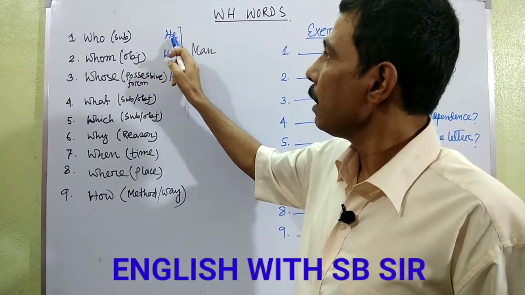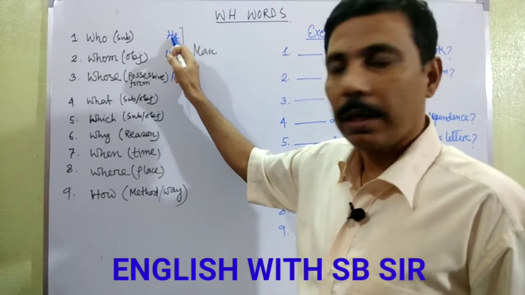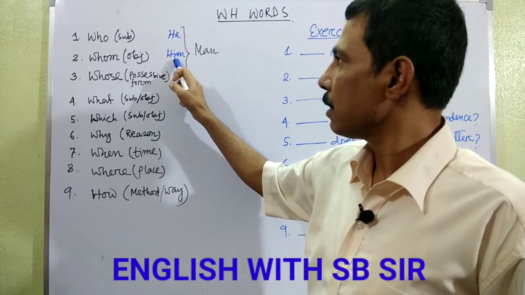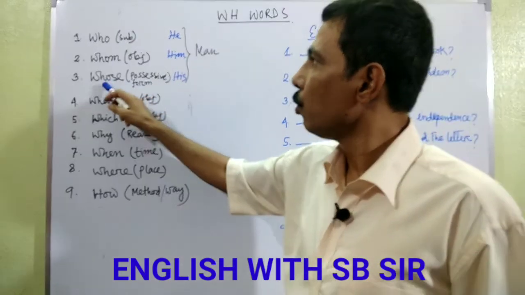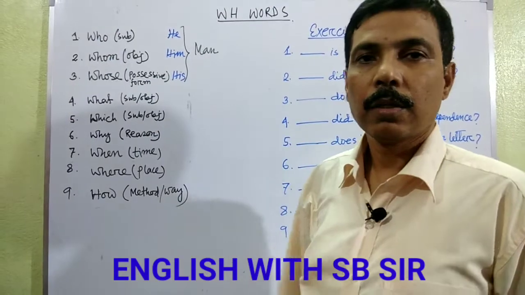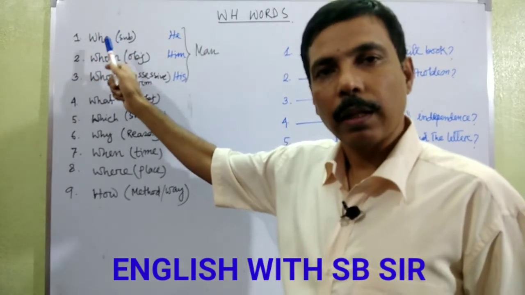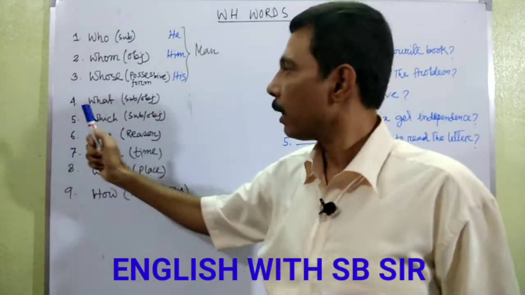Suppose he is the subject form, so who is the subject form, that means he. Whom is the object form, and the object form of he is him. The possessive form of he is his, so whose. They are both singular and plural. Who is he, who are they, both are correct.